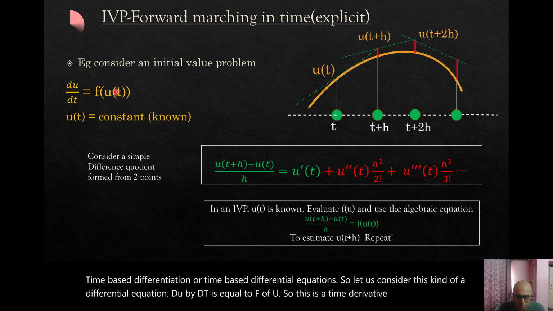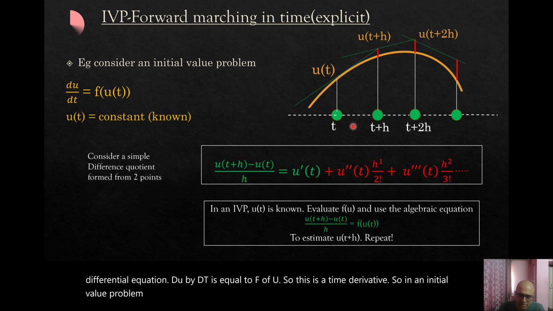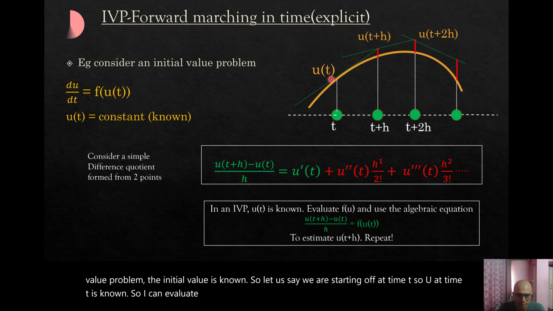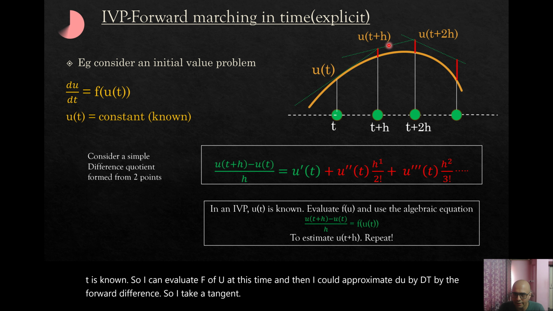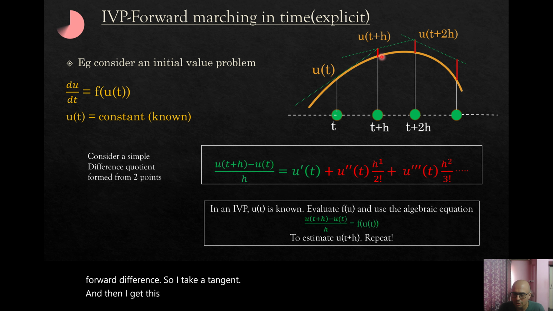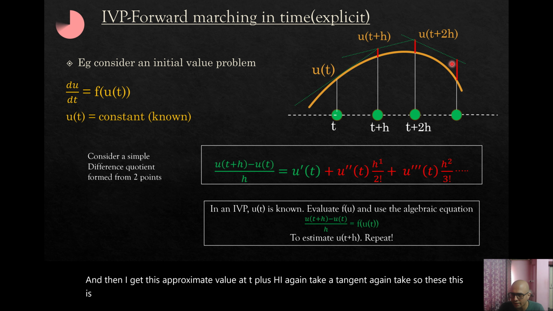So in an initial value problem, the initial value is known. So let's say we are starting off at time t. So u at time t is known. So I can evaluate f of u at this time, and then I could approximate du by dt by the forward difference. So I take a tangent, and then I get this approximate value at t plus h. I again take a tangent, so this is an approximation of a tangent rather, okay?